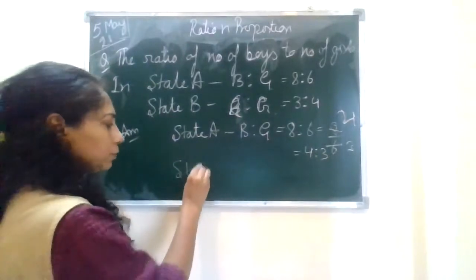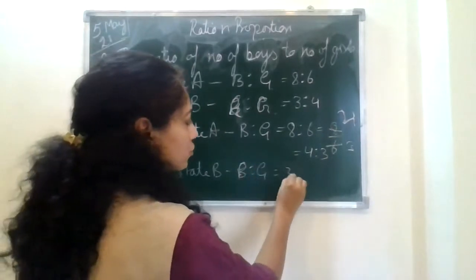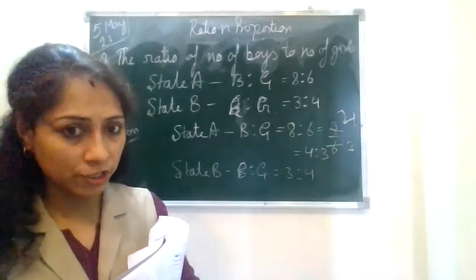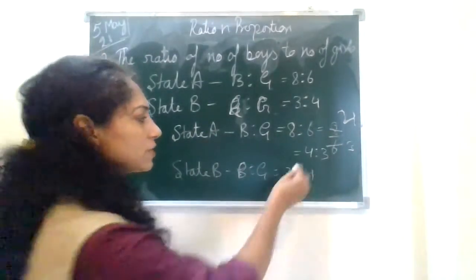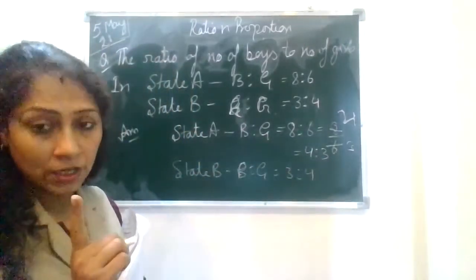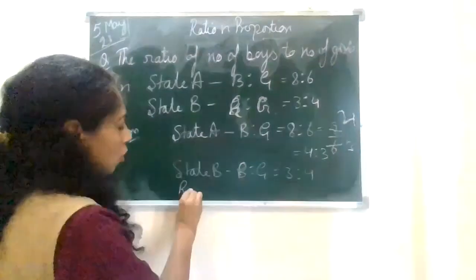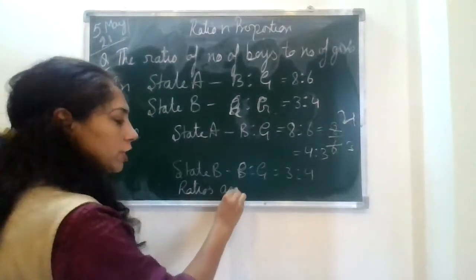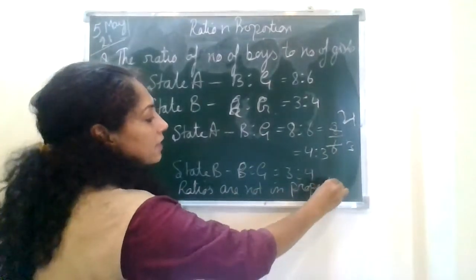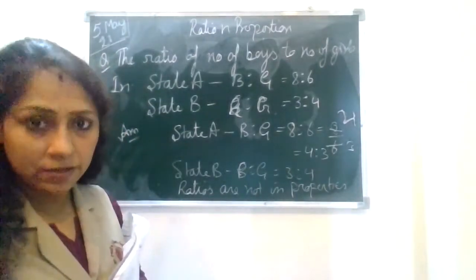And state B, the boys to girls ratio is 3 is to 4. As you can see, both the ratios are reciprocal of each other. And you know that, suppose this is A and this is B, A is to B is not equal to B is to A. A upon B is never equal to B upon A. So therefore, the ratios are not in proportion. Okay, these are the ways the government works upon the gender ratio of different states, right?